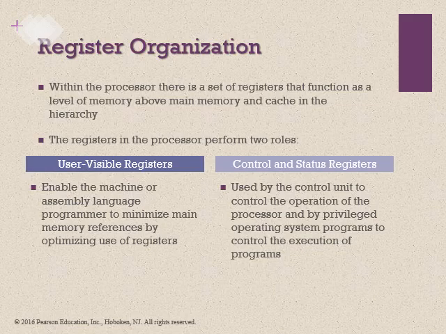The registers in the processor can perform one of these two roles, as a user visible register or a control and status register. There is not a clean separation of registers into these two categories. For example, on some machines, the program counter is user visible, for example our x86, but on many, it is not. But for discussion purposes in this chapter, we will use these two categories.